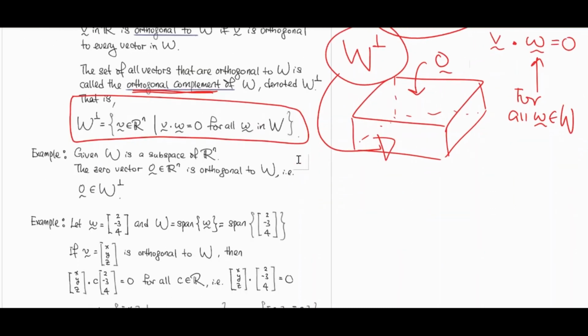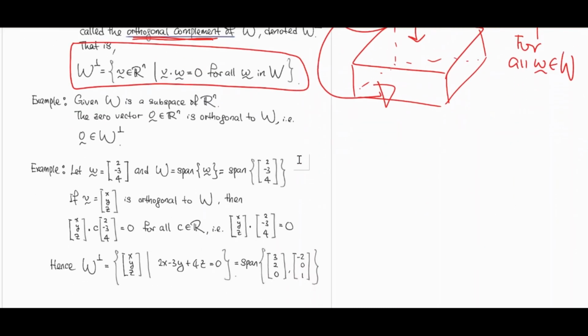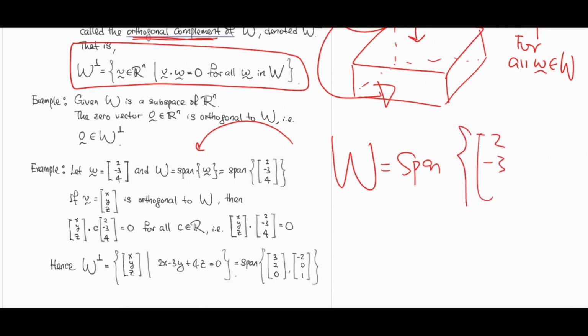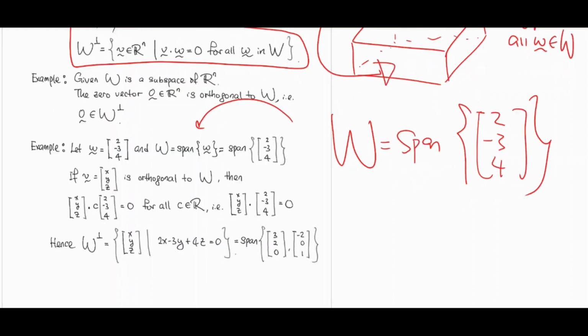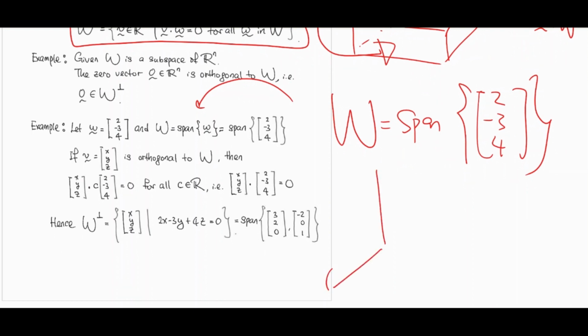Okay, so now let's look at this example. We have W right here, which is the span of one single vector. That vector is (2, -3, 4). Geometrically speaking, we can draw it because this is in R3. W will look like a line that passes through the origin. So W here is a collection of all the vectors on this line. This is going to be your X, Y, and Z.